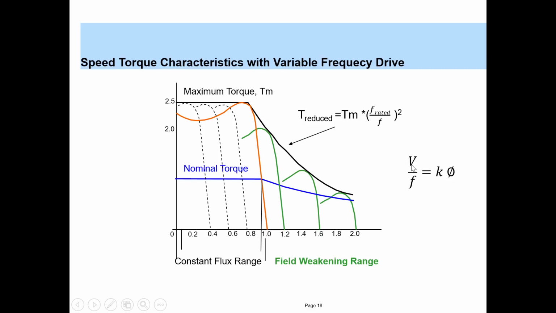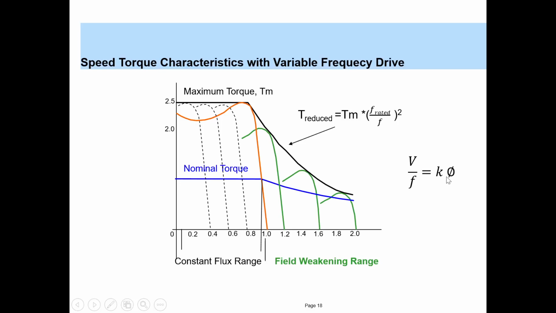Now what happens after base frequency? This 1.0 is the base frequency that you have reached. Now if you increase the frequency beyond this point, the flux reduces. Now you cannot increase the voltage anymore, because by the time you reach the base frequency, you have also reached the rated voltage. So you cannot increase your voltage beyond rated voltage. So to go to further speeds, you can only increase the frequency. When you increase the frequency, the flux reduces, which means the torque reduces.